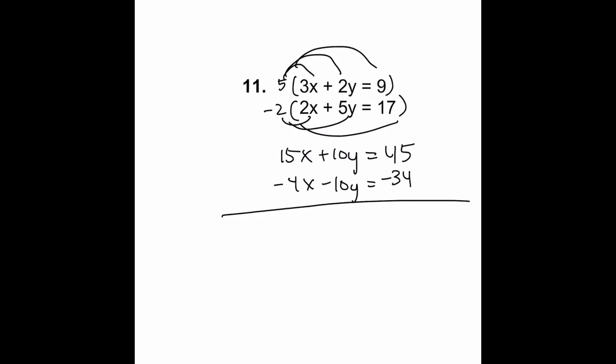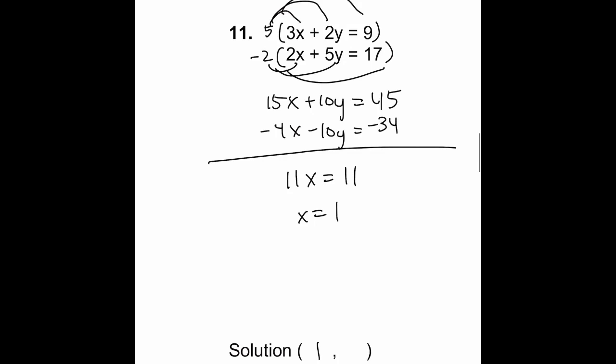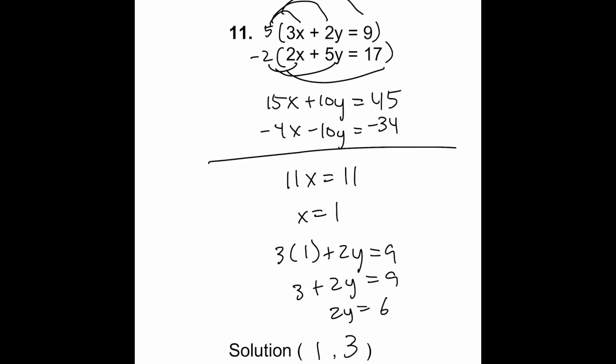Okay, combine. So I have 11x is equal to 11. Okay, so x would equal 1. Okay, so once I got that, I'm going to plug 1 into one of the equations. So 3 times 1 plus 2y is equal to 9. 3 plus 2y is equal to 9. 2y is equal to 6. Y would equal 3. Okay?